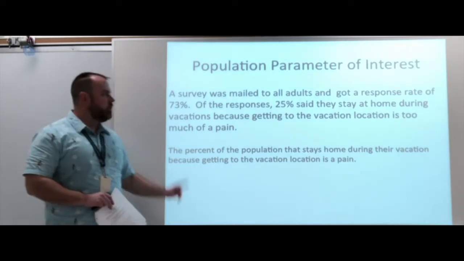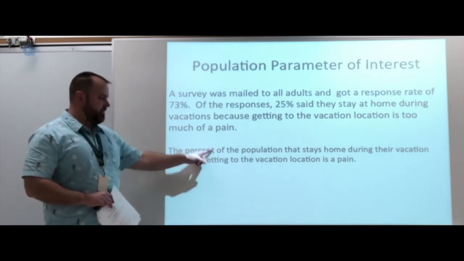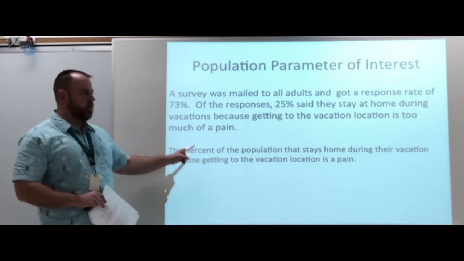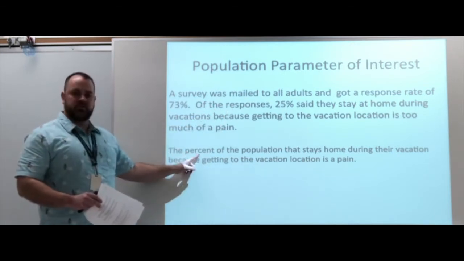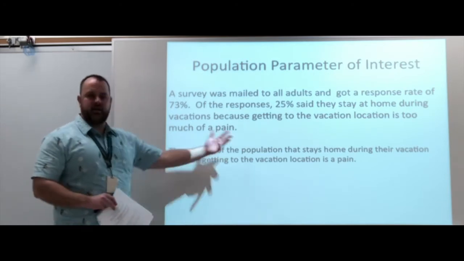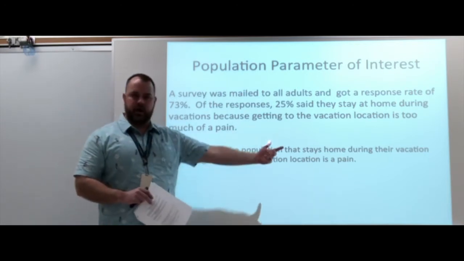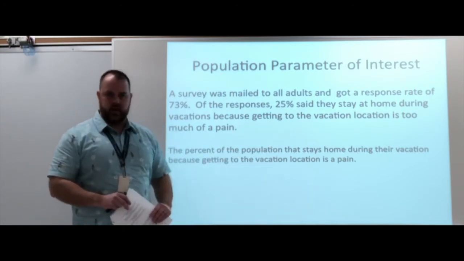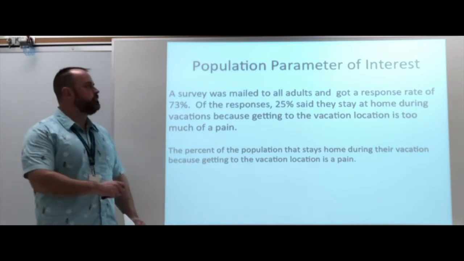Okay? So when you're asked for parameter of interest, think about what type of data it is. This was categorical. It was either yes, I stay at home, or no, I don't. So it was a percent. If it was quantitative data, numerical data, you'd say the average, and you'd be looking at that. It might be the average the population spends on going on vacation. So you're going to have to think about what type of data you have.